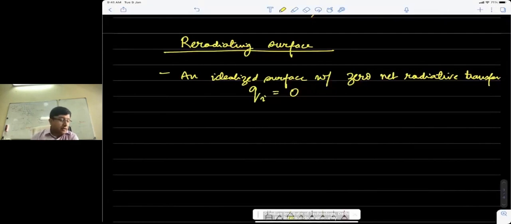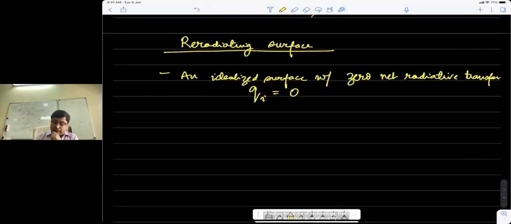So these surfaces are typically very well insulated on one side. Again, remember, because radiation is a surface phenomenon, that is what we've been saying. So if you insulate the other side of the surface, it basically means that whatever energy the surface receives, it actually has to give out. That is how we get a re-radiating surface.